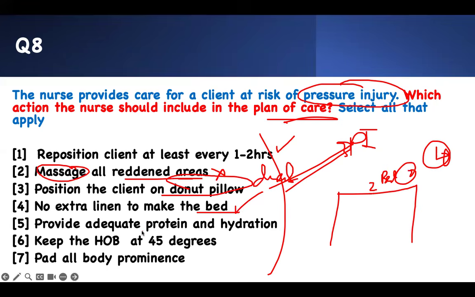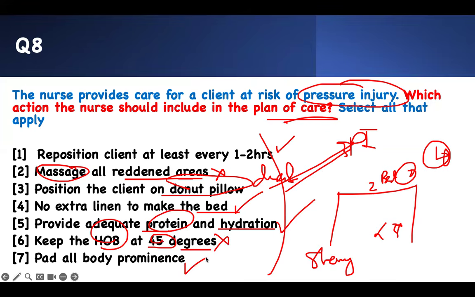Provide adequate protein and hydration. This is nutrition, and is good. Keep the head of the bed at 45 degrees. This is too high. You want to prevent shearing and strain, so the head of the bed should be a maximum of 30 degrees. So 45 is too high. Padding bony prominences is good.